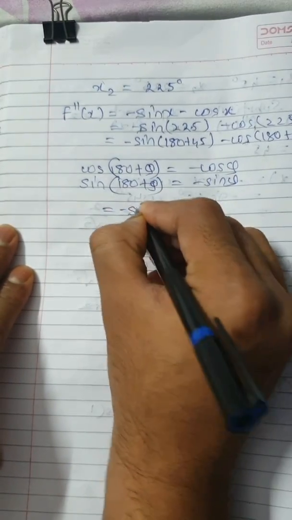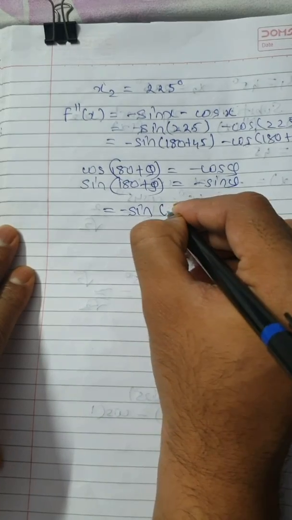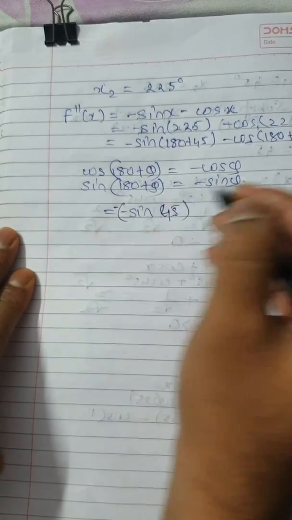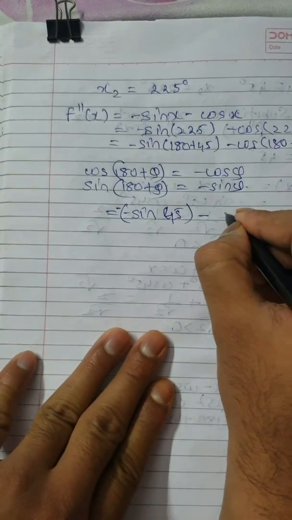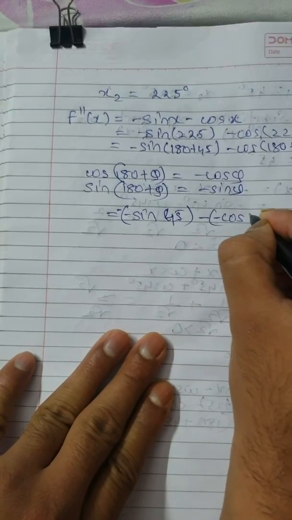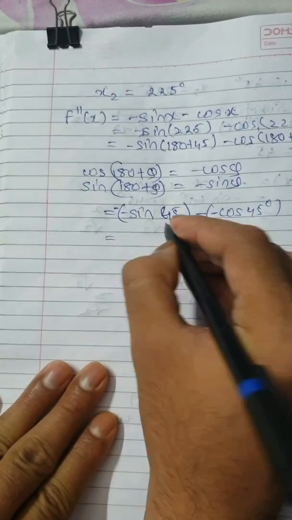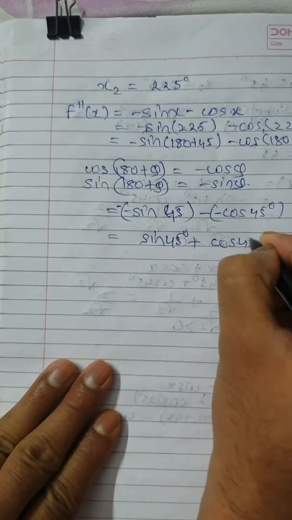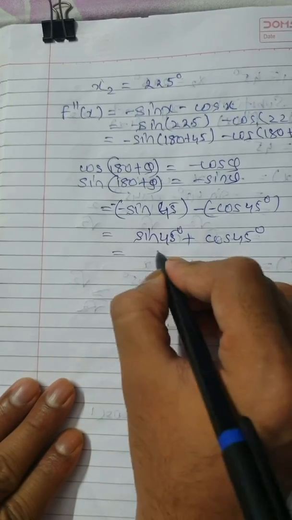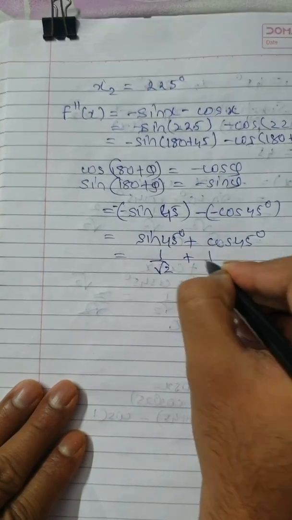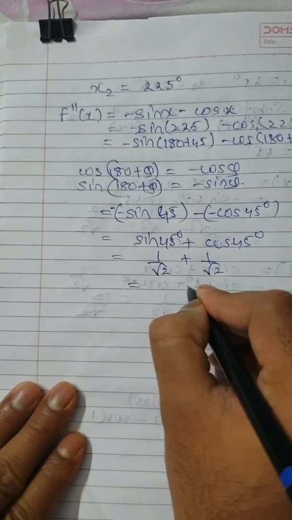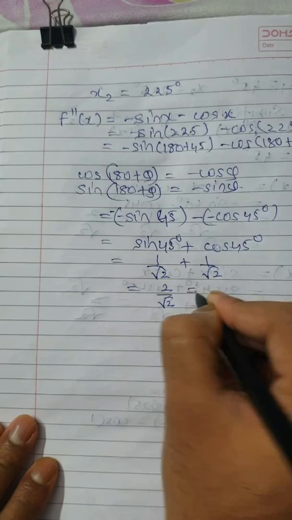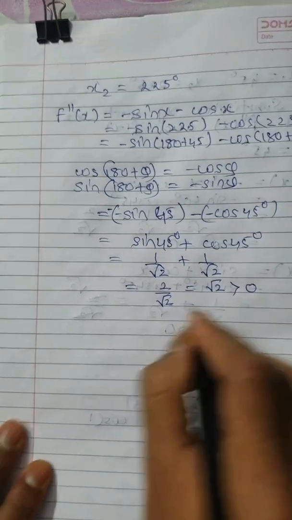So here answer will be minus sine of 45 degree, as well as there is minus, that is minus cos of 45 degree. So what will be the final answer? That is sine 45 degree plus cos 45 degree. So what is the value of sine 45 plus cos 45? That is 1 by root 2 plus 1 by root 2. So final answer will be 2 divided by root 2. So 2 divided by root 2, the answer will be root 2, which is greater than 0.